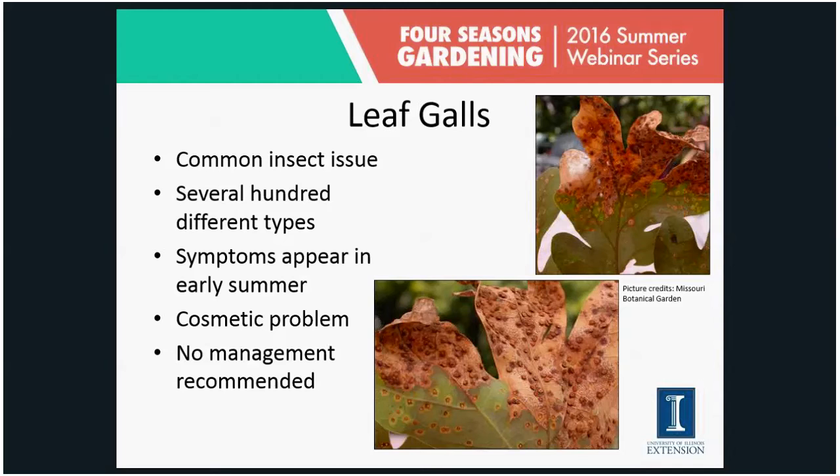They tend to show up in summer. They start in summer and they can develop all the way through fall. Again, no management is recommended because at the life cycle that the insects are in, it's going to be difficult to control. And again, we're talking about a huge tree. Generally speaking, what we recommend for leaf galls is again sanitation and increasing tree vitality.